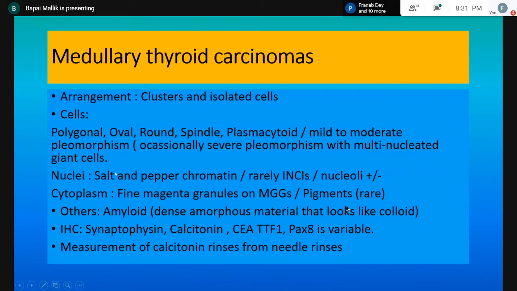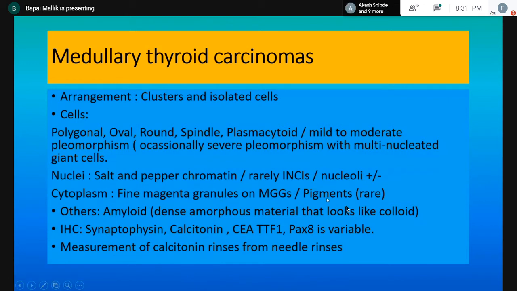The nuclei show a salt and pepper appearance, stippled chromatin. I'm going to show some pictures. They may rarely show intranuclear cytoplasmic inclusions according to the literature, but I see it pretty often in medullary thyroid carcinoma which has been proven as medullary thyroid carcinoma. May show nucleoli. The cytoplasm on MGG can show fine magenta granules, very, very helpful.